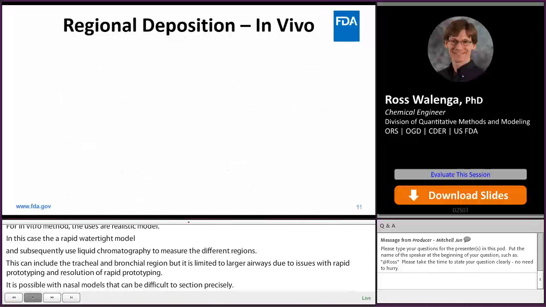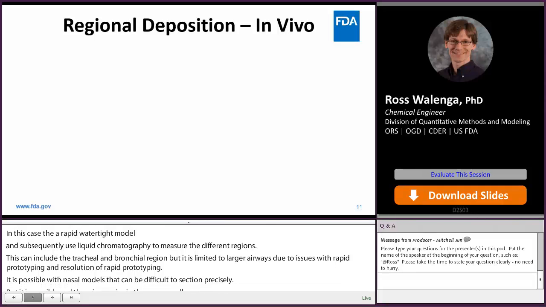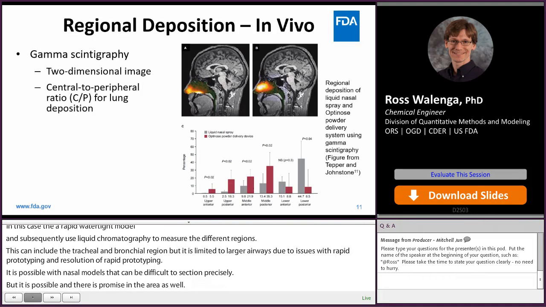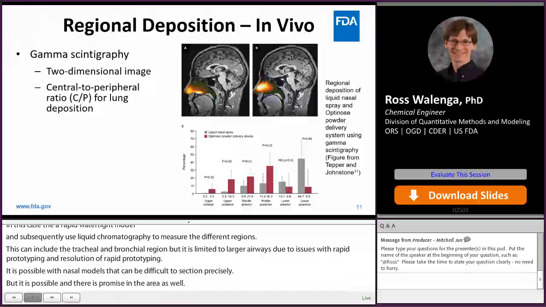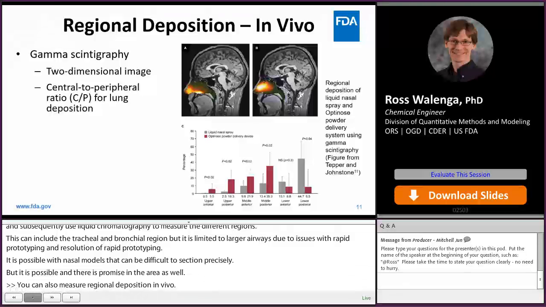We can also measure regional deposition in vivo. This can be done using gamma scintigraphy, which is a two-dimensional image. And from this, we can get a central to peripheral ratio for lung deposition.